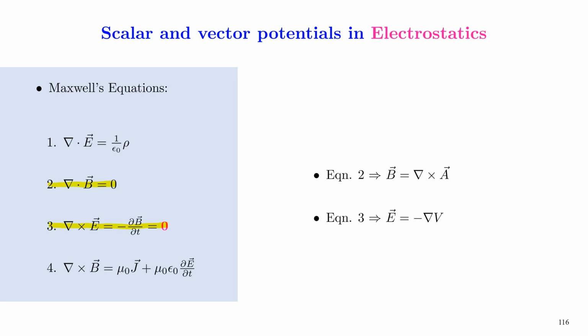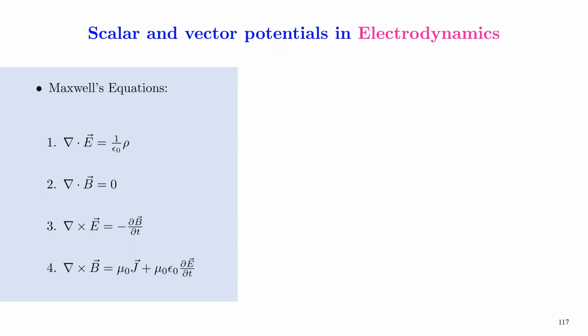And from equation 2, since the curl of the electric field intensity is equal to 0, the field can be mathematically represented as the gradient of a scalar potential. That is, E equal to negative of del V. So in electrostatics, if the scalar as well as the vector potential are available, we can easily calculate the electric field intensity and the magnetic flux density. So what about electrodynamics?